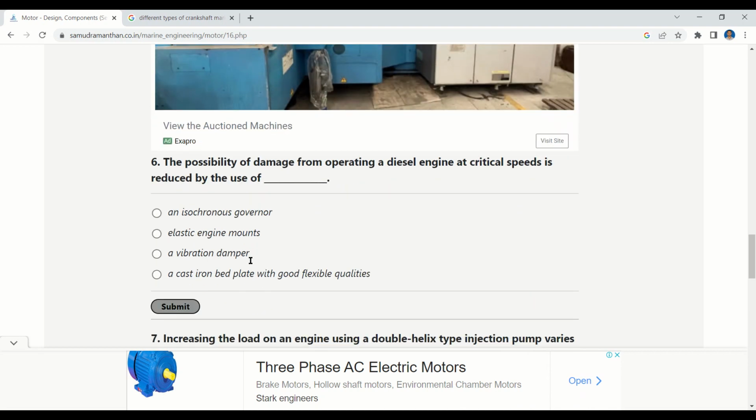Our next question is: the possibility of damage from operating a diesel engine at critical speeds is reduced by the use of, and the options are an isochronous governor, elastic engine mounts, a vibration damper, a cast iron bedplate with good flexible qualities, and the correct option should be a vibration damper.